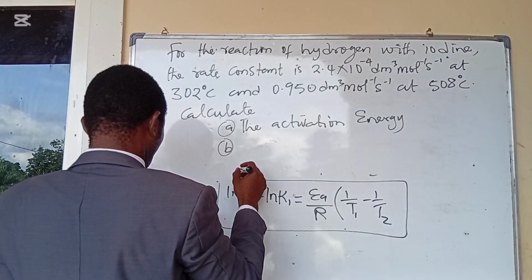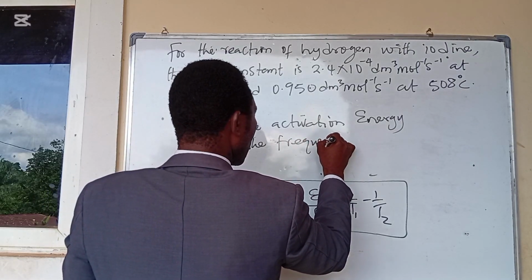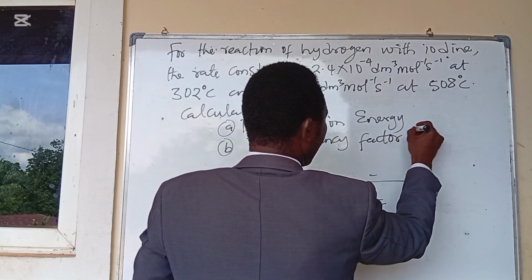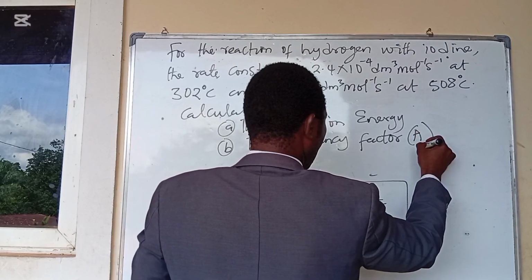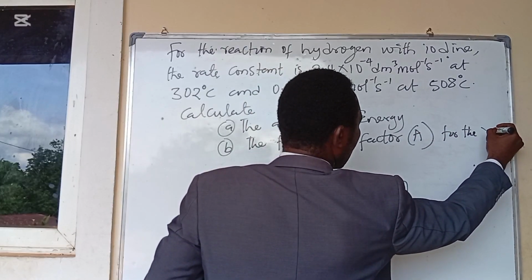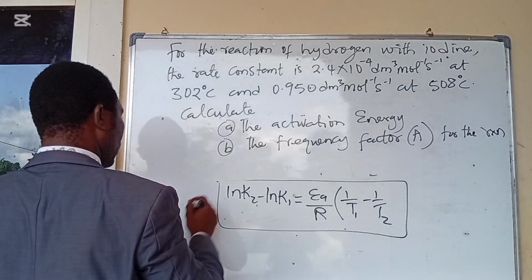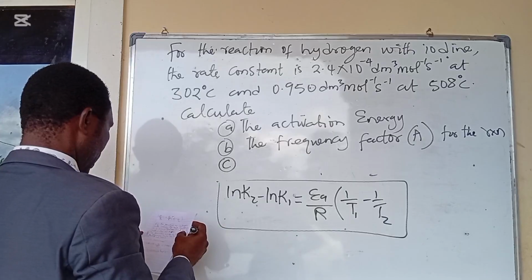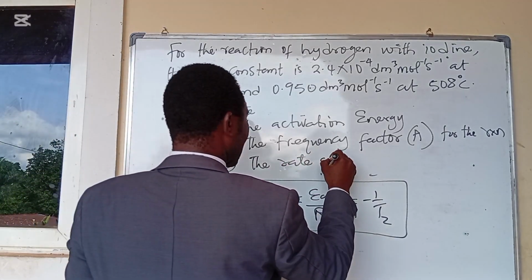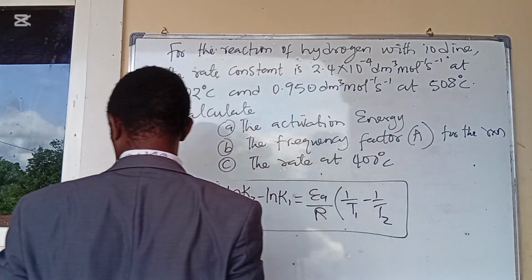B, we have to calculate the frequency factor. Remember, the frequency factor is A. Calculate the frequency factor for the reaction. And number C, they say we should calculate the rate at a temperature of 400 degrees Celsius.